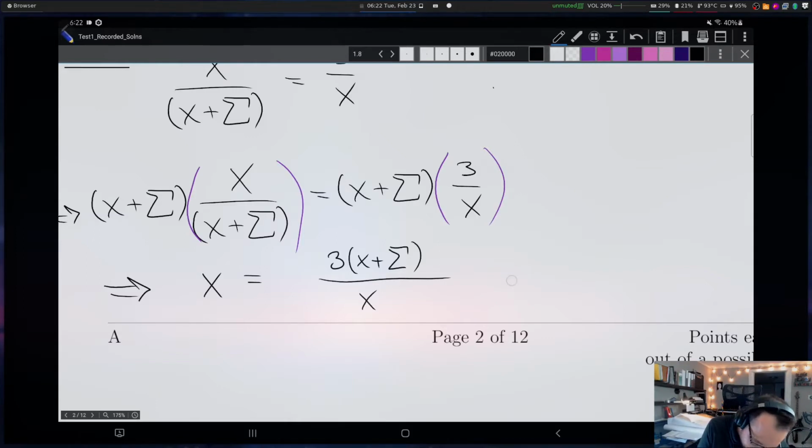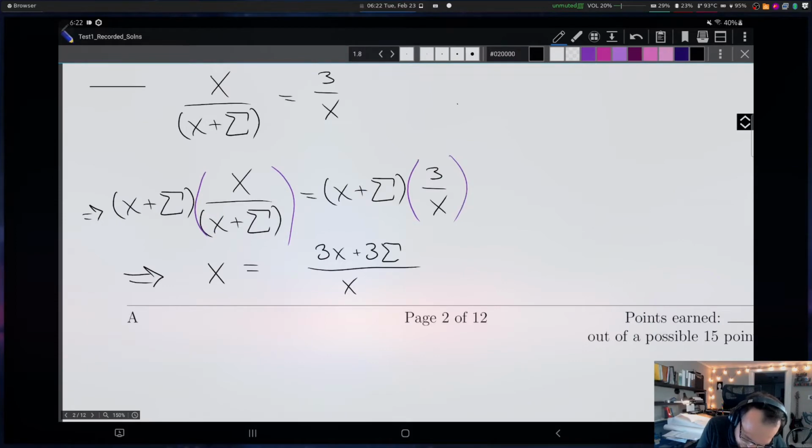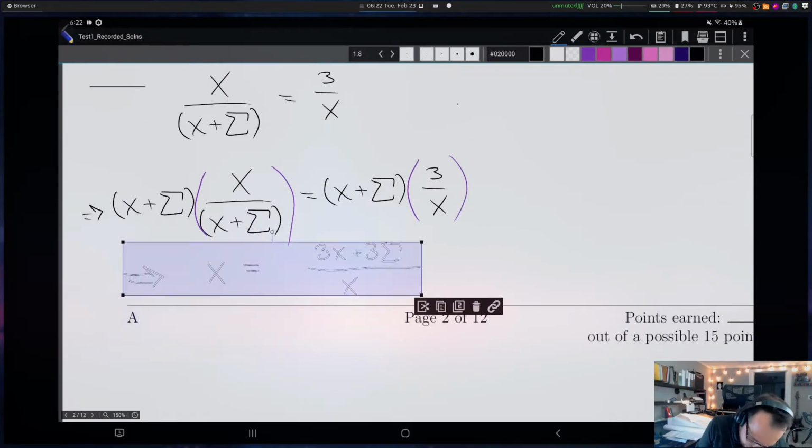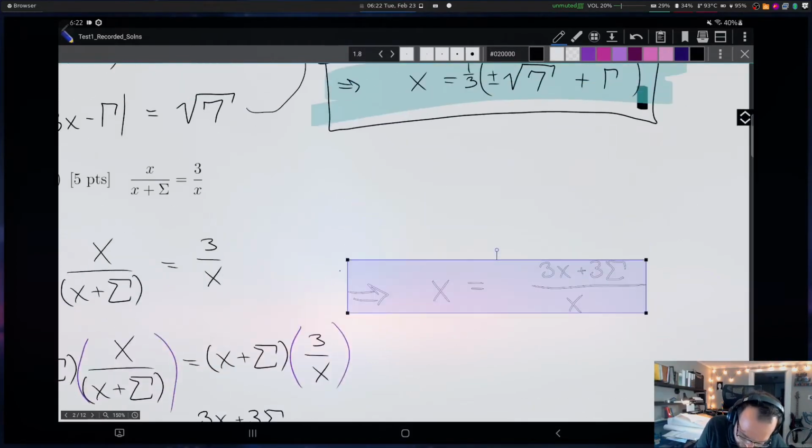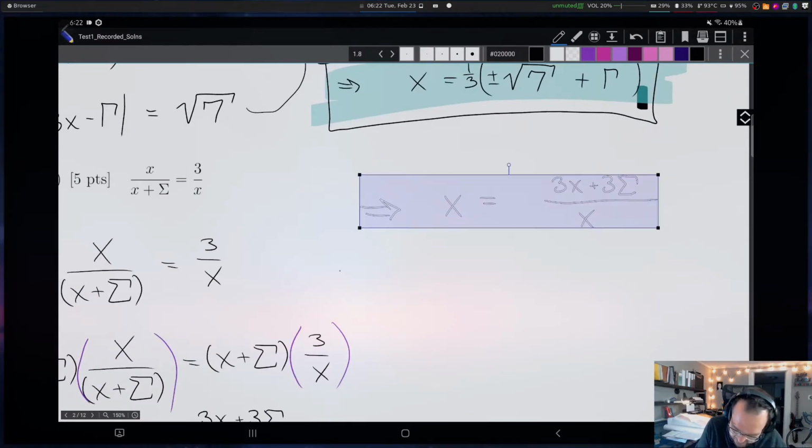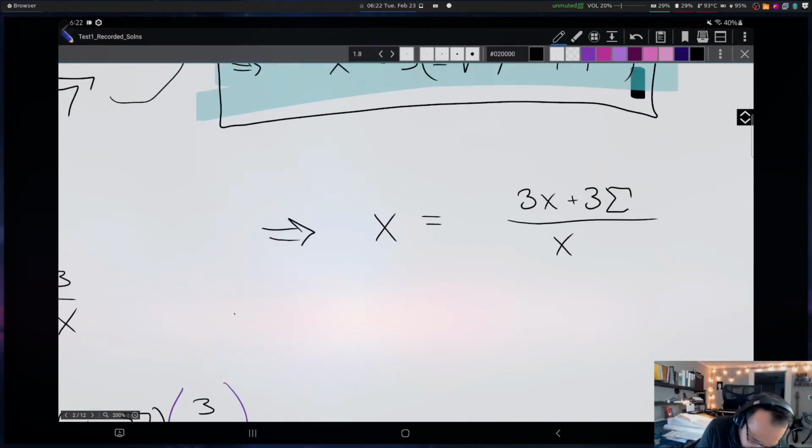And maybe at this point I'll go ahead and distribute this 3 in this step, just to combine a couple of things. So I get something that looks like 3x plus 3 capital sigma. Okay, again, I'm just on a mission of clearing denominators here. That's a general guideline that tends to work with these sorts of problems. If you can clear the denominators, things get a little bit easier.